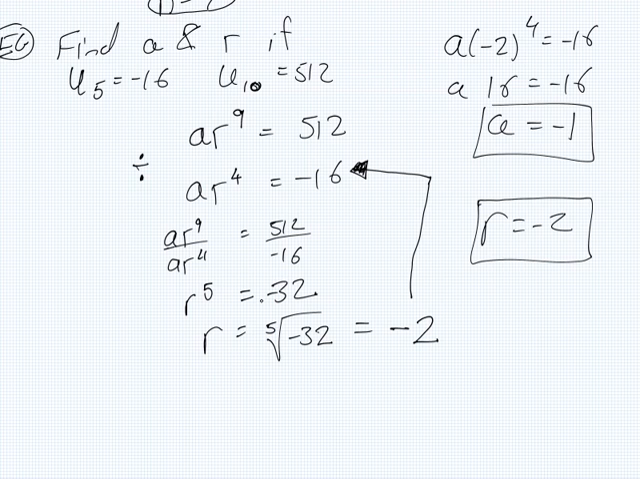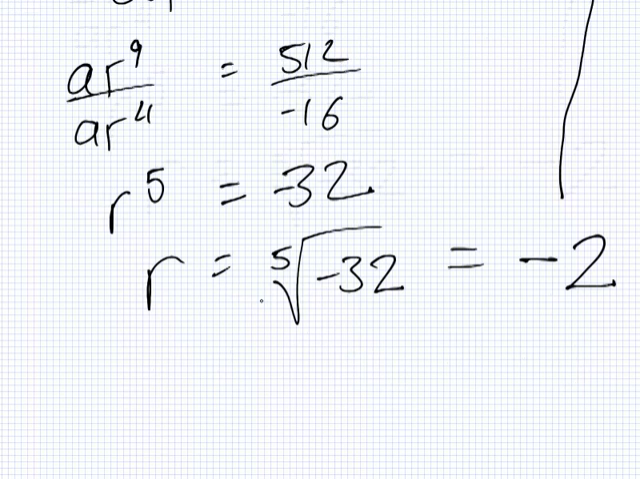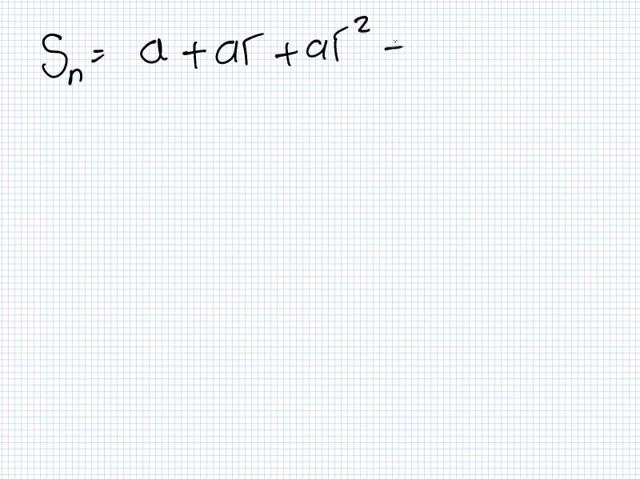Continue? Okay. Next, we have to do the formula for the sum. So suppose I want to calculate the sum of the first n terms. So we have a plus ar plus ar squared, etc., all the way up to ar^(n-1). Now, does anyone know the trick here to simplify this formula?